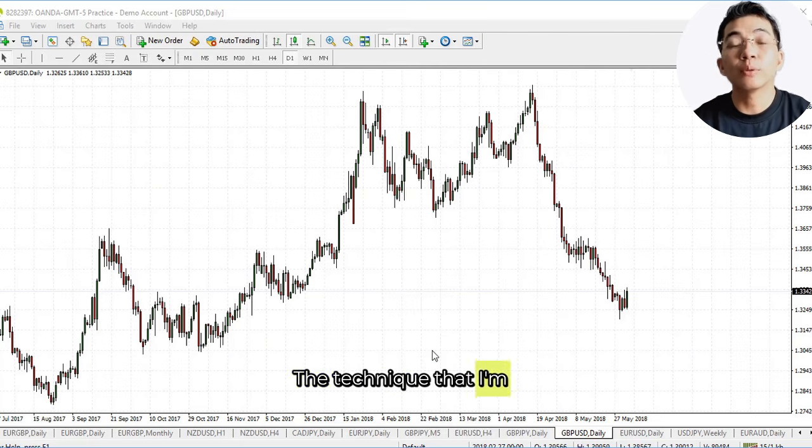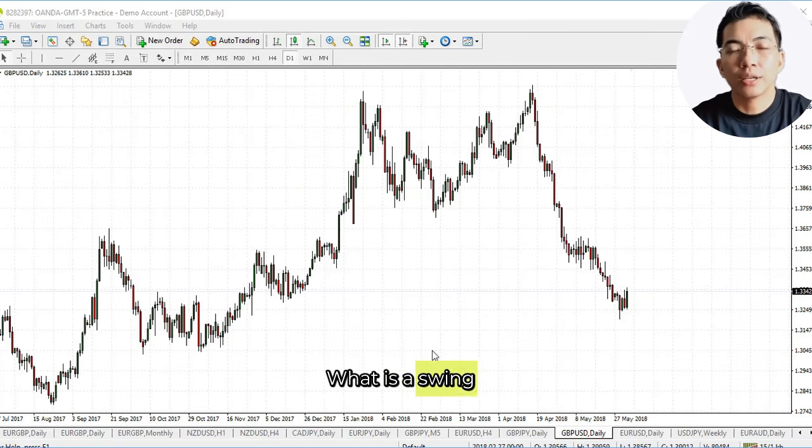The technique that I'm going to show you is based on turning points, or you can call them swing points. What is a swing point? It is just a point where you can see that the price deviates from its direction, so simply a point where the price changes direction.